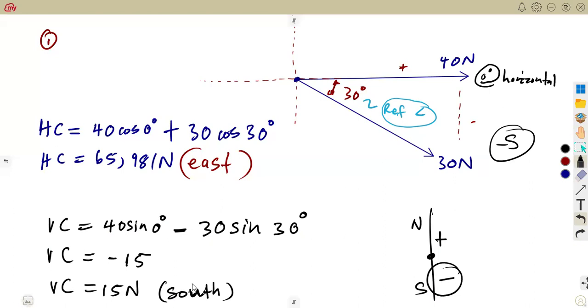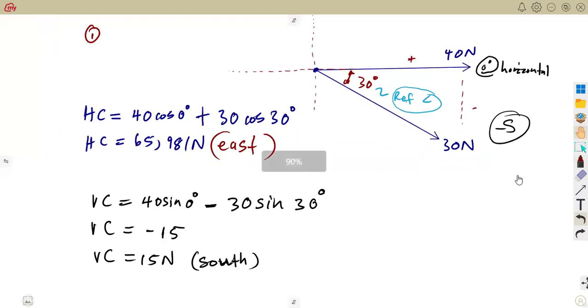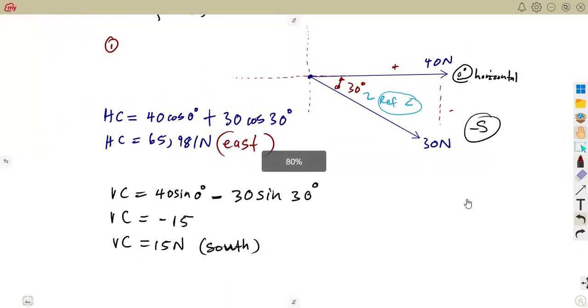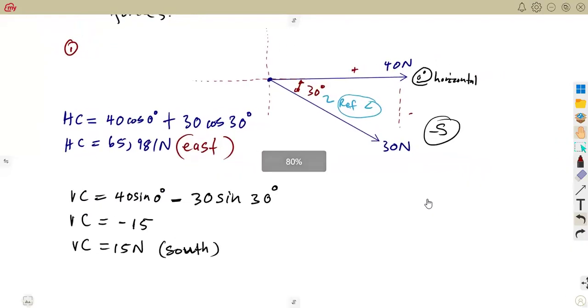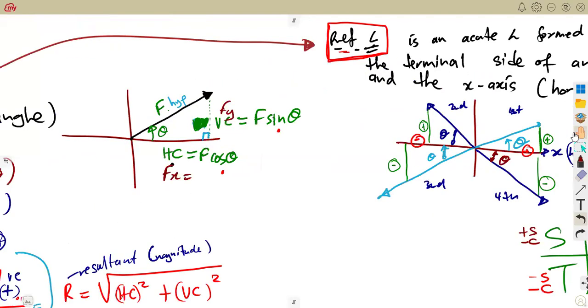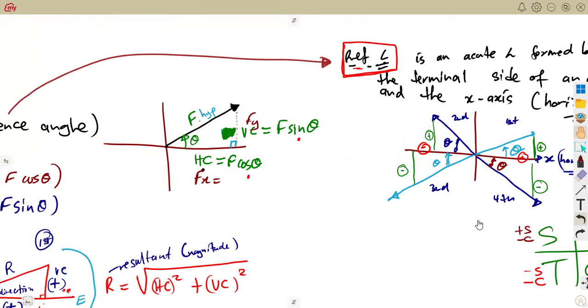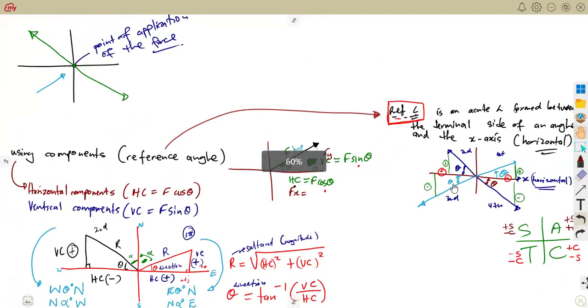So we have east and we have south. On the combination, guys, you see the acute angle. You must consider the sign. Most of you want to use the acute angle in your calculations. It's fine, but be careful because you must consider where it is found. All right.